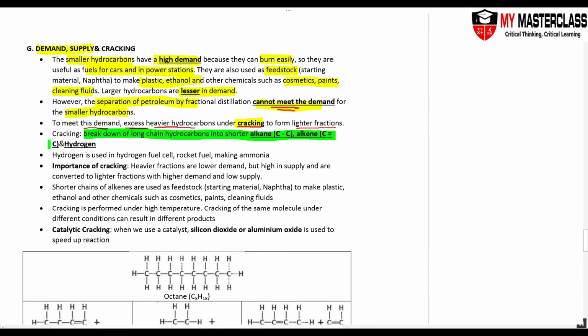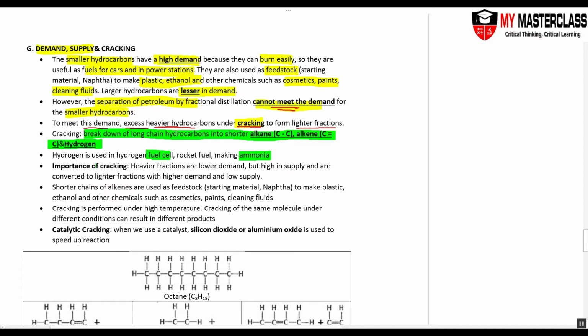alkanes, and hydrogen. Okay, so when you do cracking of this long bitumen or the lubricating oil, which are actually mostly alkanes, right? It will break down to shorter alkanes, with the carbon-carbon single bond, and shorter alkenes as well, with the carbon-carbon double bond. It can also produce hydrogen. So hydrogen is commonly used as a fuel. We use it to make ammonia. That's the most important within the O-level syllabus.